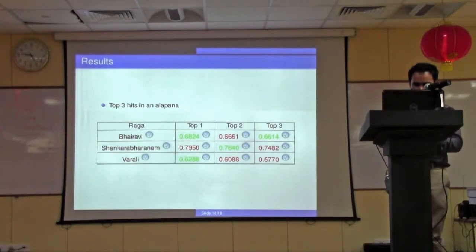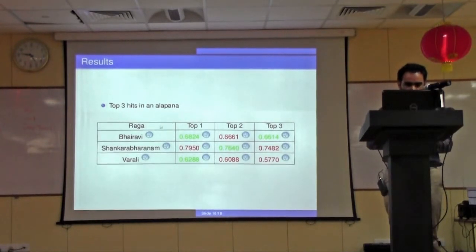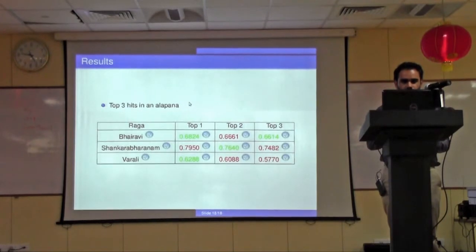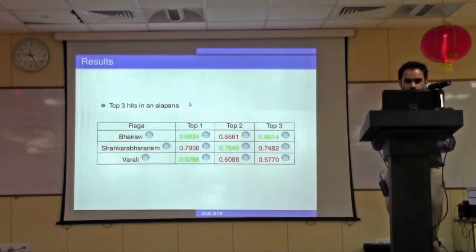So these are some of our results. This is the query of Bhairavi, and I am only showing the top 3 hits. The green color means these are labeled as motif, so we consider them true positives. Red ones are not labeled as motif, so we consider them false positives. I'll play the query again.